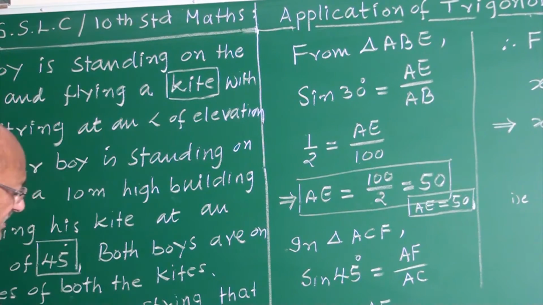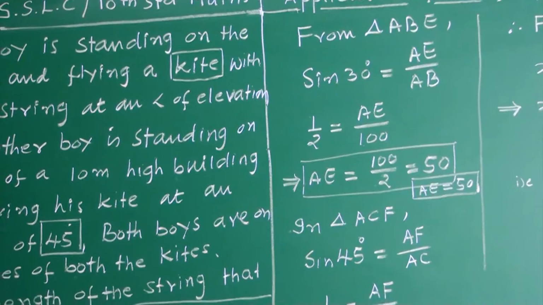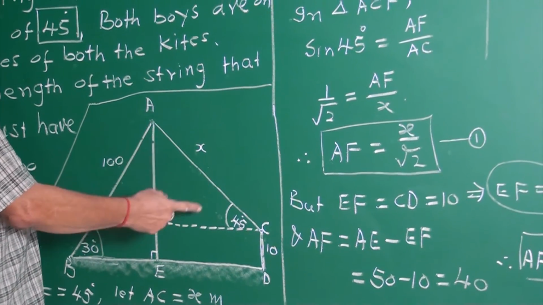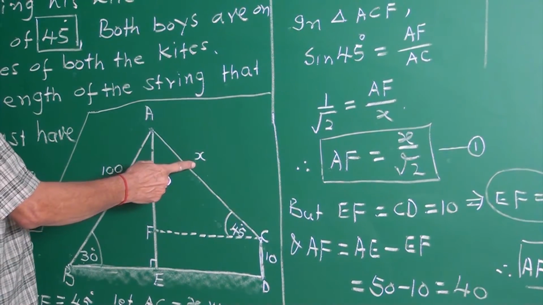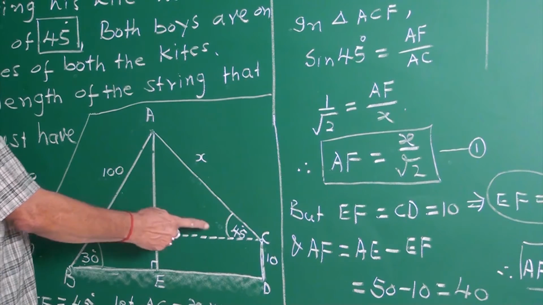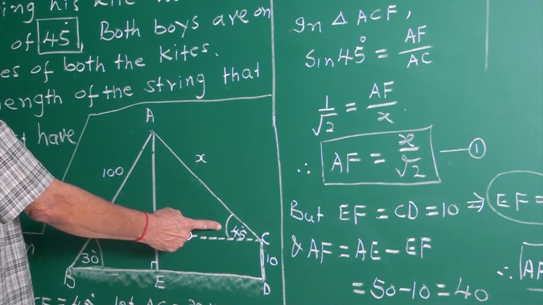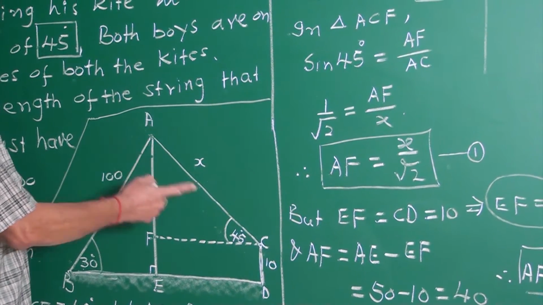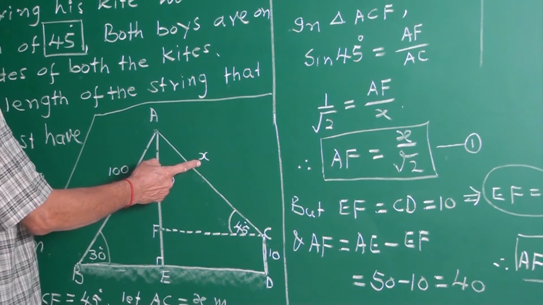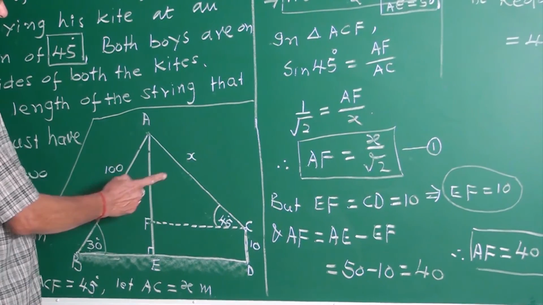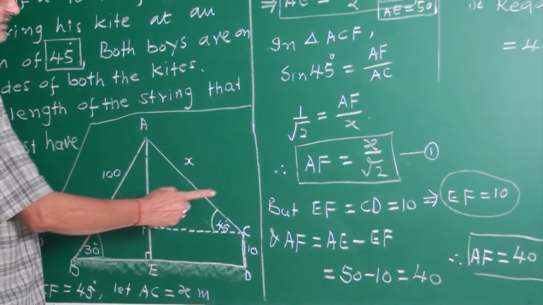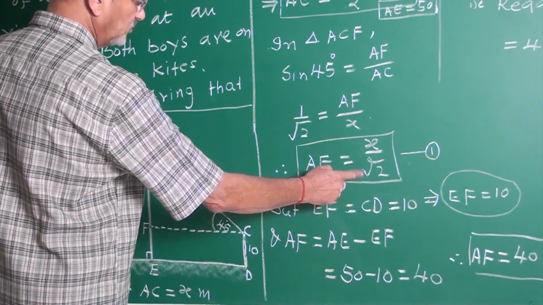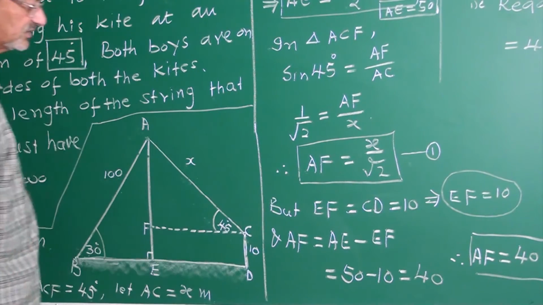Another triangle, my friend. From this triangle AFC, again we have the hypotenuse, so again you have to take sine of the angle, sine 45. Opposite AF, AF upon AC, which is x. Sine 45 is 1 by root 2. Therefore, AF is x upon root 2.